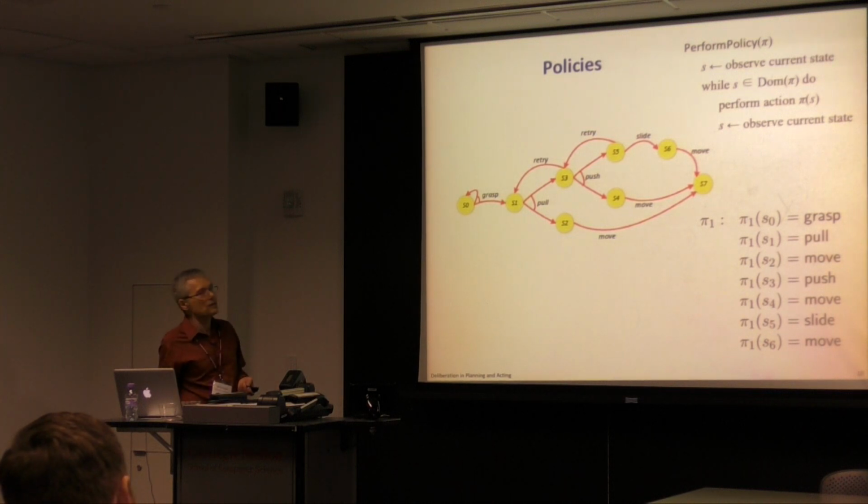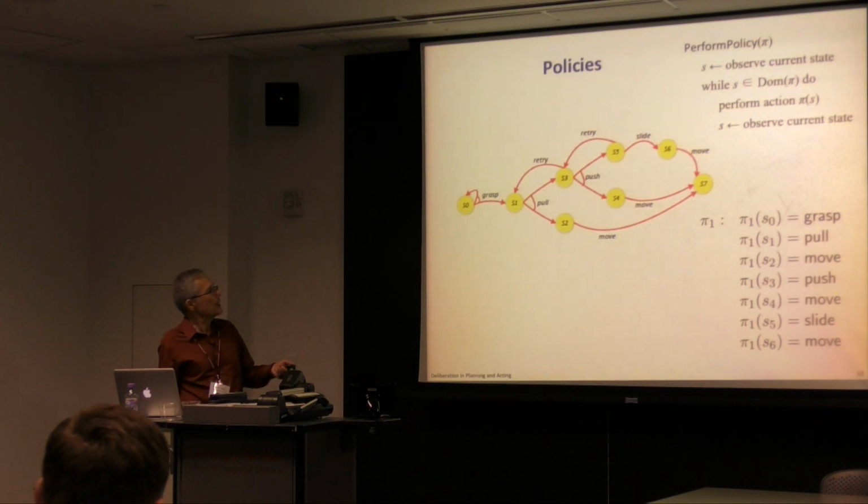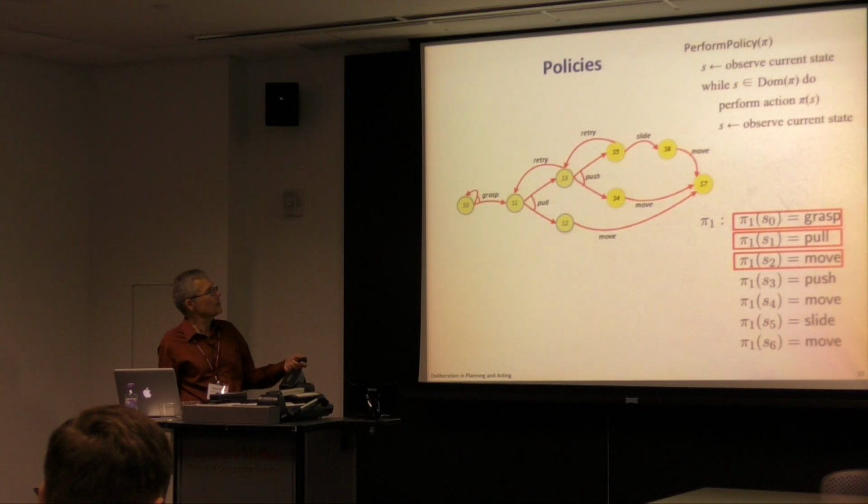Here's a quick example. I imagine you know what's coming with this. We have this policy. If you're in this state, then grasp. If you're in this state, then pull. If you're in this state, then move. If you're in this state, then push, and so on. What just happened here? This thing had two possible outcomes. Let's suppose that it ended up in this one here. So now we do the move, and we've gotten to the goal.